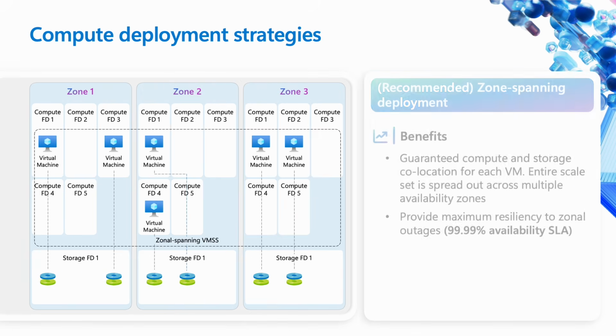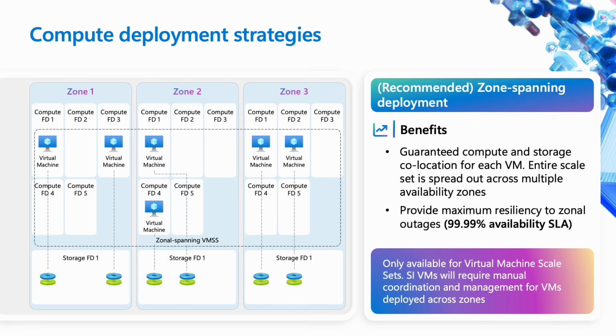Finally, strategy 3 is a zone-spanning deployment. This is the gold standard for compute resiliency. Here, you would use a virtual machine scale set to distribute your instances across multiple availability zones, for example, zones 1, 2, and 3. The benefit in a zone-spanning deployment is that each individual VM is zonally aligned, meaning its compute and storage components are guaranteed to be located within the same zone.